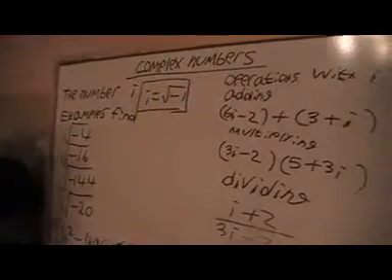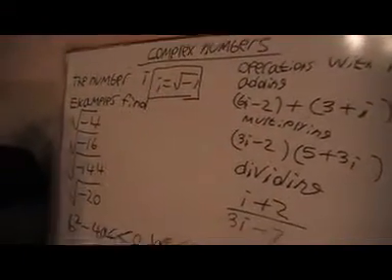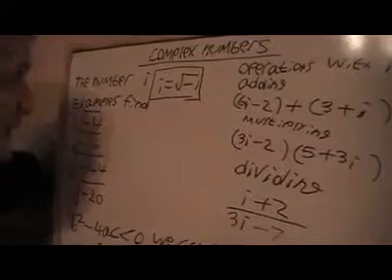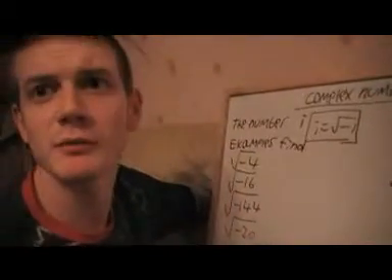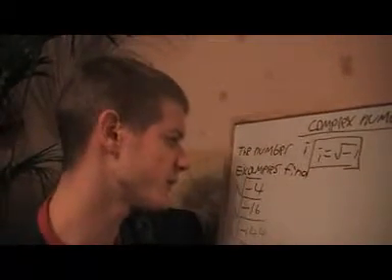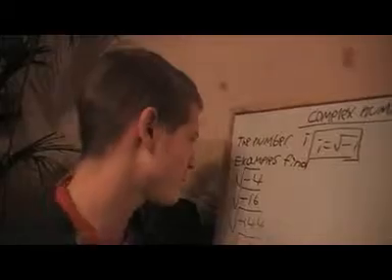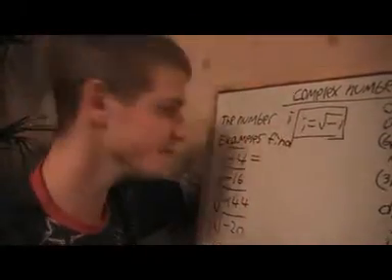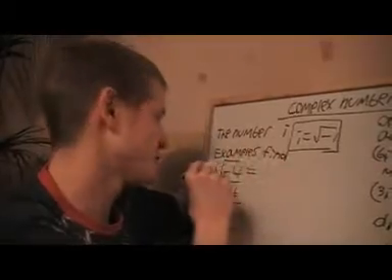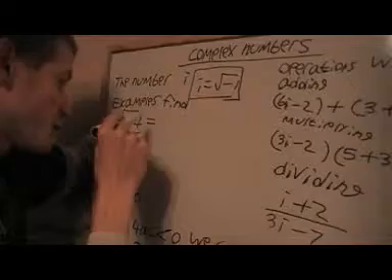i is the square root of -1. That's what i is, because remember we never had square roots of negative numbers, because we didn't have a number that we could multiply by itself to make a negative number. So now I've got this new number, i. So let's do some examples finding some of these types of roots.